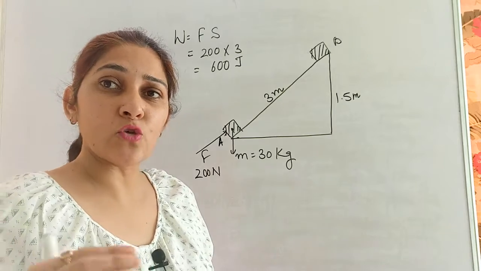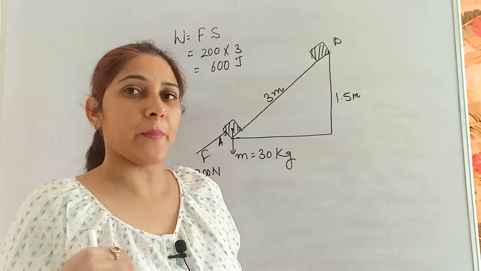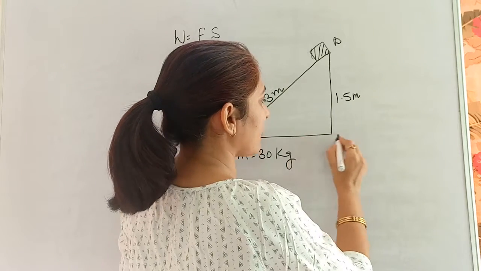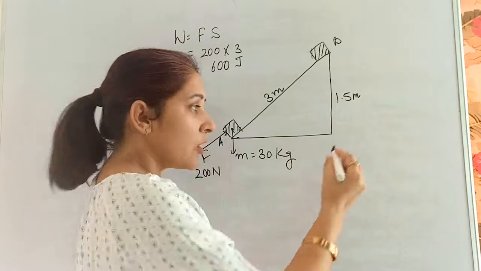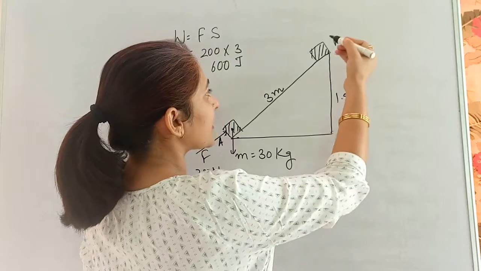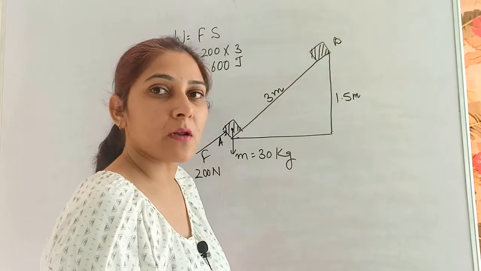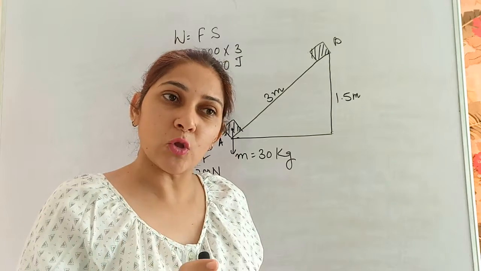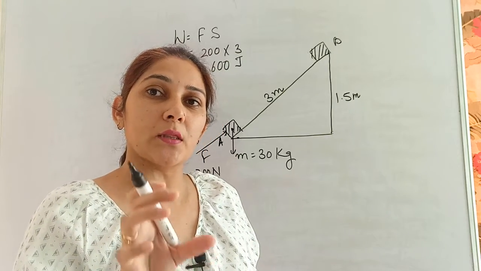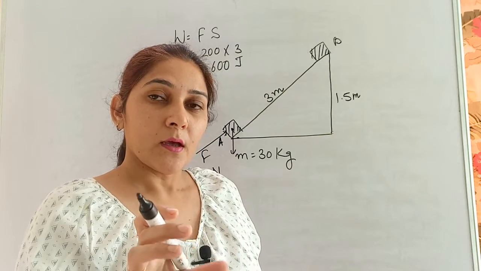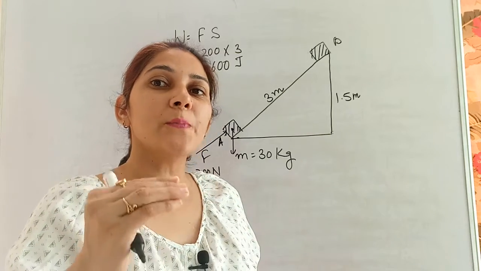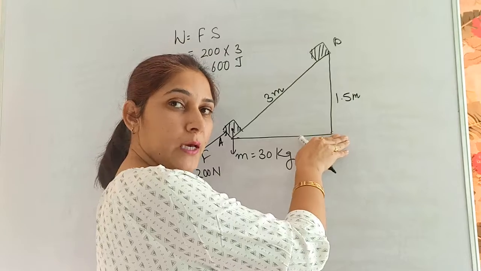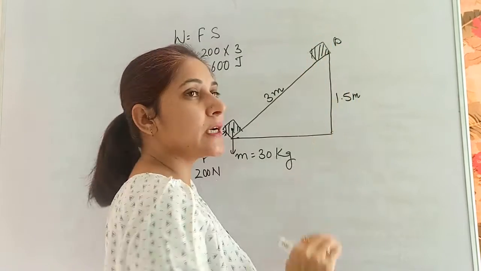They are saying we need to find out the potential energy gained by the block. We can assume this as the earth surface. From this level the block is raised up to a height of 1.5 meters. So what will be the potential energy? Potential energy of any object is the energy stored in the object due to its position with respect to the earth surface. So this is the earth surface which we are assuming over here, and this is the height up to which it is raised.